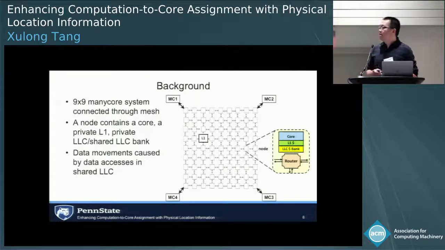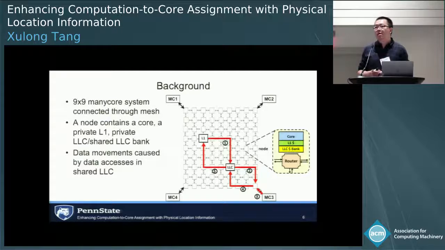Suppose the data request misses the local L1 cache. The request goes to the remote node which contains the corresponding last level cache bank. And if it misses in the last level cache, the request will be forwarded to the corresponding memory controller, and the data is fetched all the way back to the requesting node. So obviously, it depends on where the data is and the location of the requesting node. The access latency and the data traveled on the on-chip network are also different.